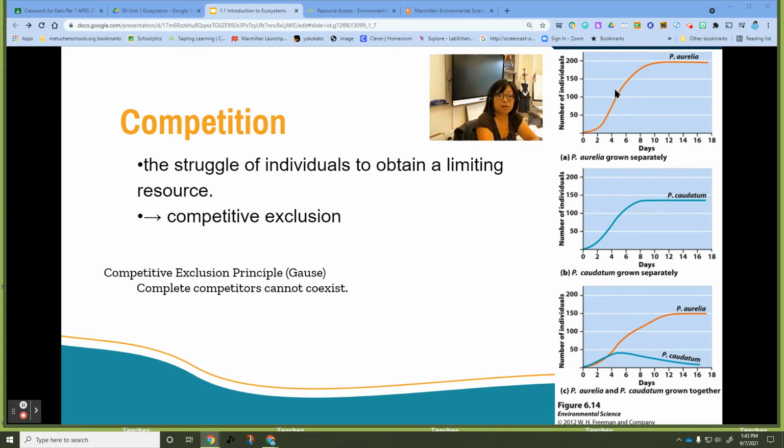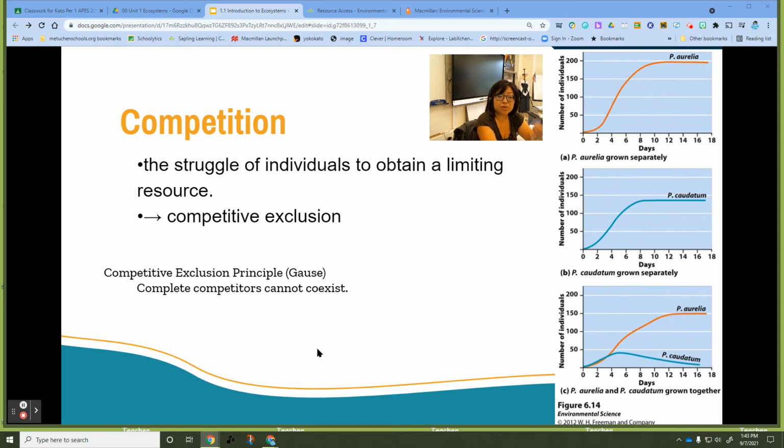And when he did that, the cells divided and it grew and it reached a certain point. He did the same thing with another species of paramecium, and something similar happened, right? So the population increases and then kind of levels off. So this is them by themselves in these jars. Now, when he put them together, they increased initially, but one of them disappeared, right? And that's competitive exclusion.